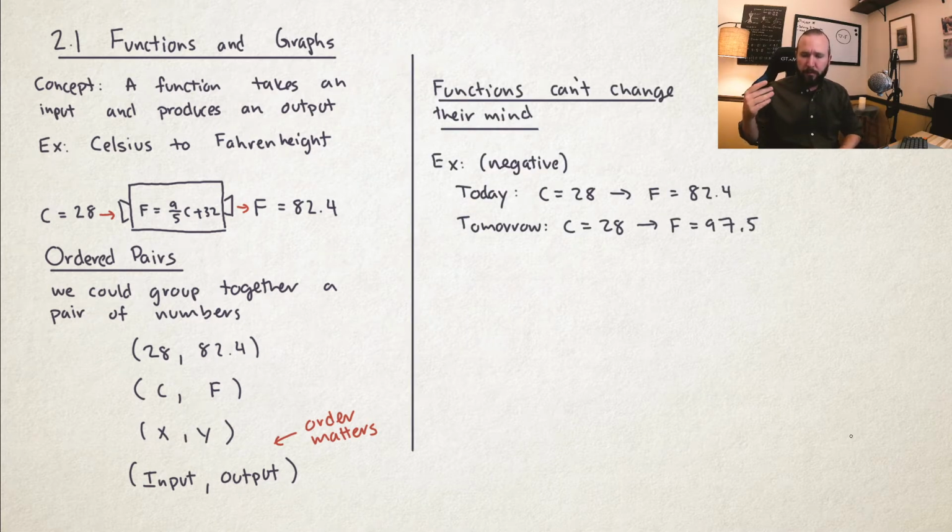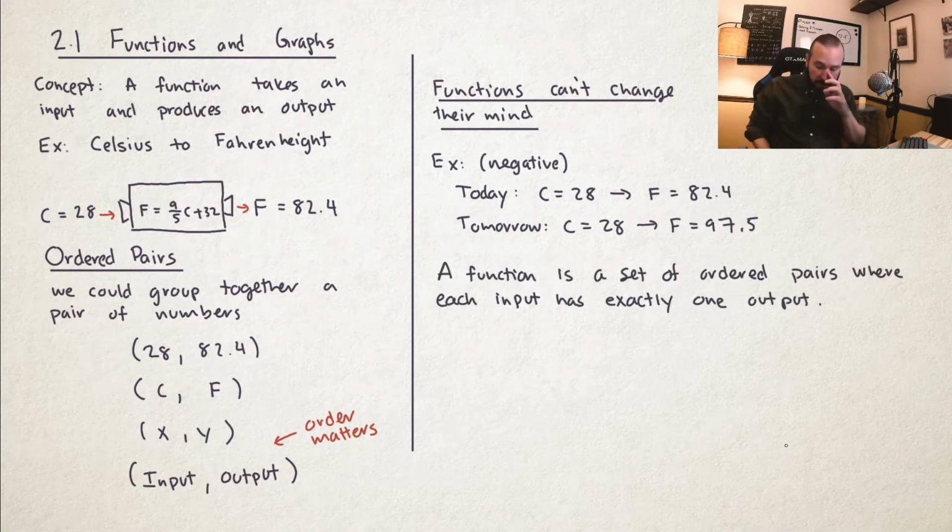In order for a function to be useful, it has to be consistent. For example, if you had some way to convert Celsius into Fahrenheit, and today 28 degrees Celsius corresponded with 82.4 degrees Fahrenheit, and then tomorrow 28 degrees Celsius corresponded with a much hotter temperature, it would be useless for you to use that function, right? It wouldn't do you any good, because if I told you what the temperature in Celsius was, you wouldn't always get the same answer. So what this means is that each input can have only one output, right?